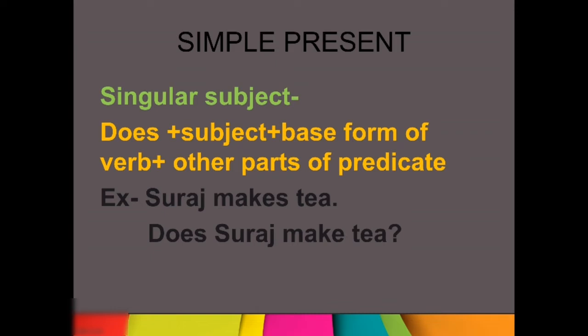So with singular subject we will use does plus subject plus base form of the verb, that means जो exact verb की form होती है, plus जो rest of the sentence बचा है आपका. So does सूरज make tea question mark. ओके, ये सिर्फ तब करना है जब आपका सब्जेक्ट क्या है? सिंगुलर. जैसे कि यहाँ पे सूरज है.